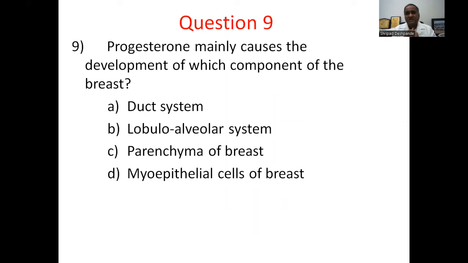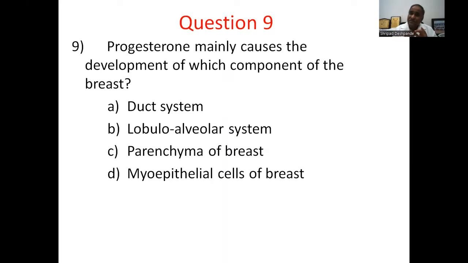Question number 9. Progesterone mainly causes the development of which component of the breast? In mammary gland development, this is the question. Option A, duct system. Option B, lobulo-alveolar system. Option C, parenchyma of the breast. Or option D, myoepithelial cells.